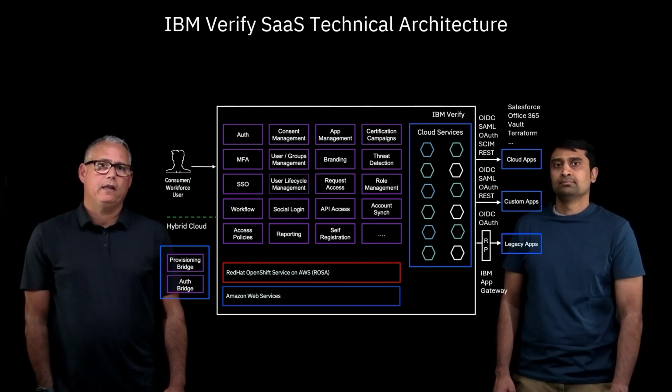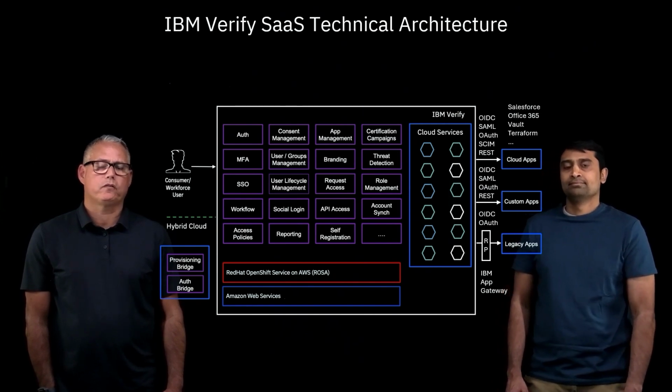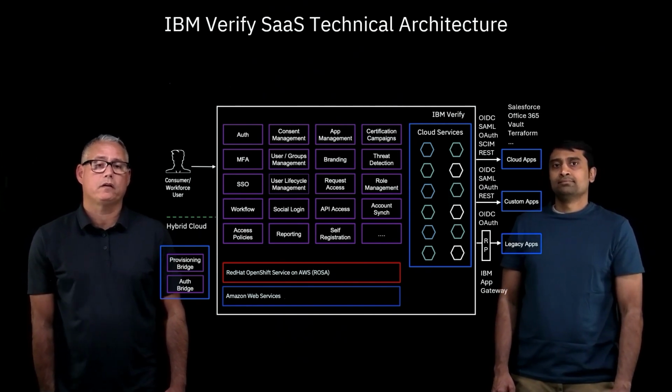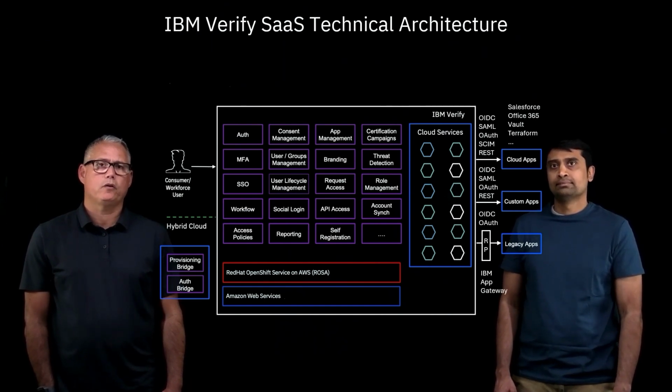What you will find in that space are typical SaaS applications like, for example, Salesforce, Office 365, Vault, Terraform, AWS Identity Center, as an example. So for those we have a rich catalog of connectors that will allow you to quickly onboard those applications following tailored instructions that are specific to the application you want to integrate.